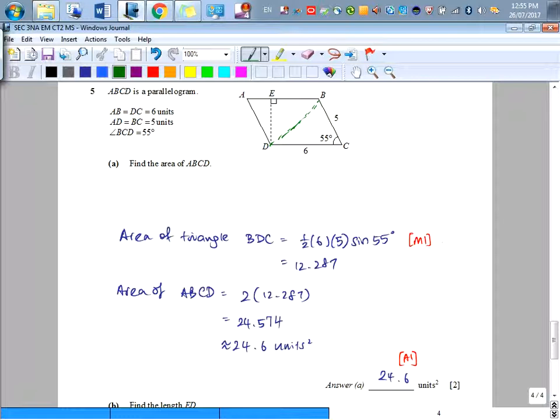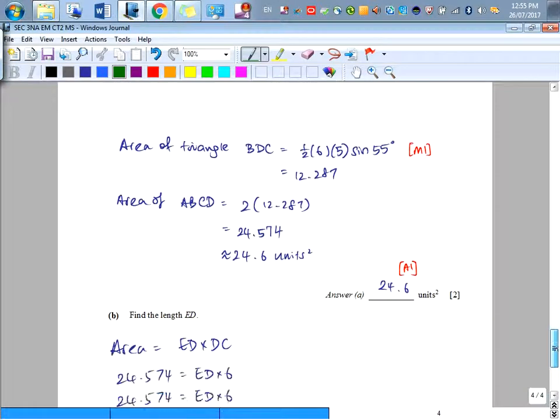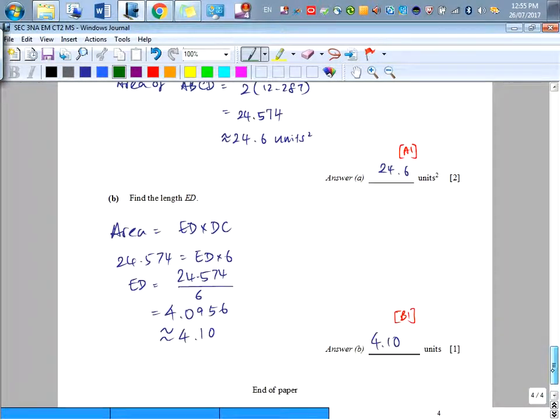Then find the length of ED, this perpendicular height. Many of you have forgotten that the area of a parallelogram is also equal to base times perpendicular height. Meaning 6 times ED equals 24.6. Very simple. The area is the perpendicular height times the base. Make ED the subject, basically just dividing. You get 4.10.